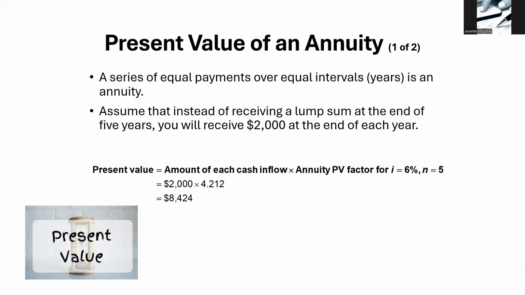So here you have the present value equals the amount of each cash flow times the annuity present value factor for I equals 6% and the number of years equals 5. So you have the $2,000 times the 4.212 equals $8,424. Again, this 4.212 is the information that you should see in the table at the end of your textbook.